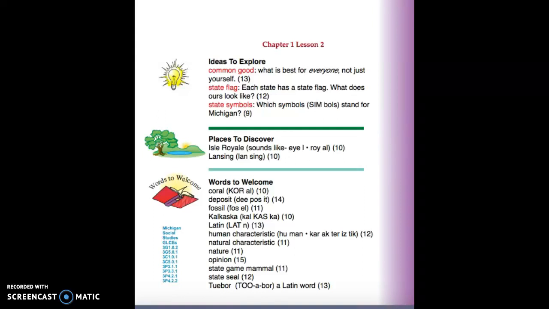Okay, so before you begin reading Chapter 1, Lesson 2, what I want you to do is look at the front page and just kind of look through what is going to be in this section. So we have ideas to explore. These are going to be things to think about and give you information about what you're going to learn about in this section. It also tells you about the places you're going to discover and learn about, and it gives you words to welcome. These are vocabulary words, and they also tell you how to say those words in case you're not sure what the word is, or in case you've never heard that word before. You can sound it out using the help right here.